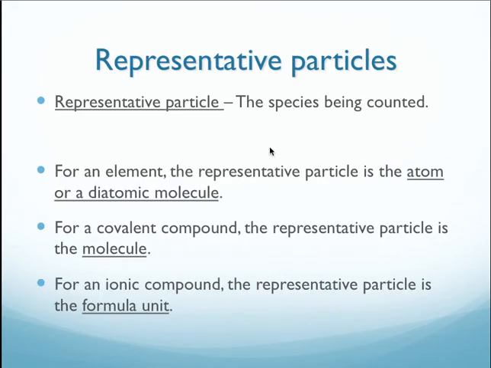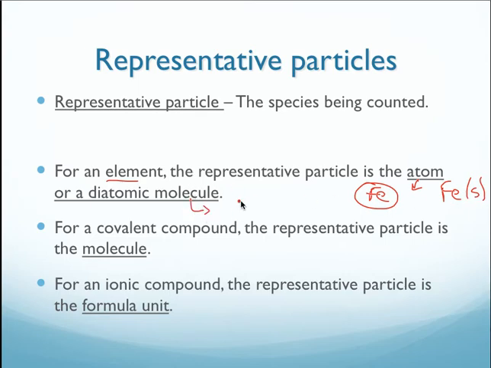So the first thing that we have to do is, what are these representative particles? How would we draw them? For an element, again, the atom would look something like this if I was drawing it. If I were writing it in a chemical equation, I would just write it like that and probably put in its state of matter. This, in parentheses, means a solid.